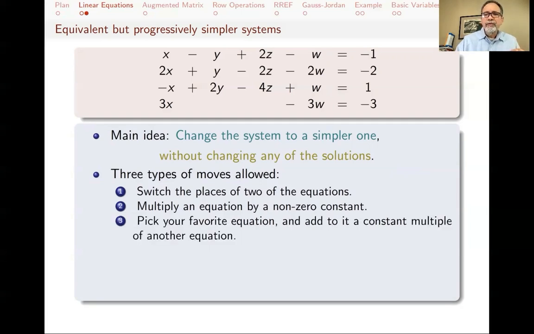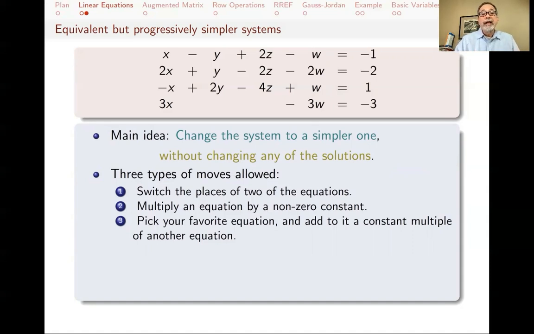The last move is a little bit more complicated. You pick your favorite equation, and then you're going to add a constant multiple of another of the equations to it. For example, I might take the third one, multiplied by 1, which means that I didn't really do anything to it, and then add it to the first one. So what does that mean? X minus x, that goes away. That's probably why I did it, to get rid of the x's.